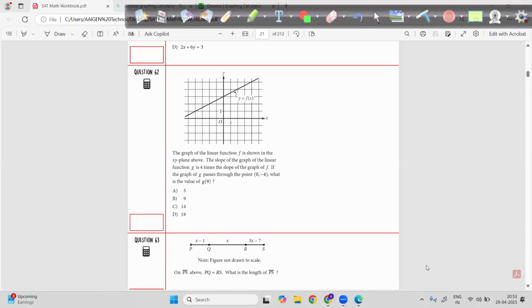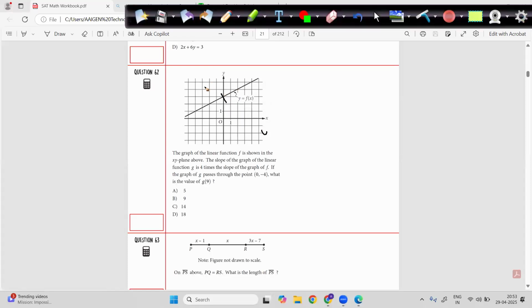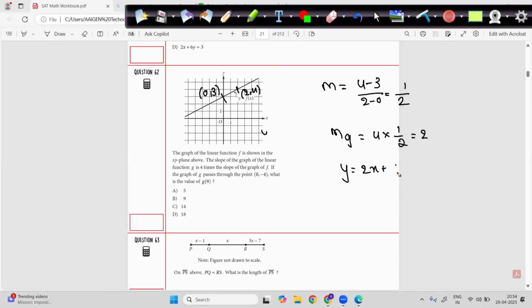So take any 2 points and find the slope. This point is 0, comma 3. This point is 2, comma 4. So slope is (4 minus 3) by (2 minus 0), which is 1 by 2. This is the slope of f. Clearly, they give slope of g is 4 times slope of f, which is 2. So y is equal to mx plus c, and it is passing through the point 0, comma minus 4. So y is equal to 2x minus 4. Our g of x is 2x minus 4.